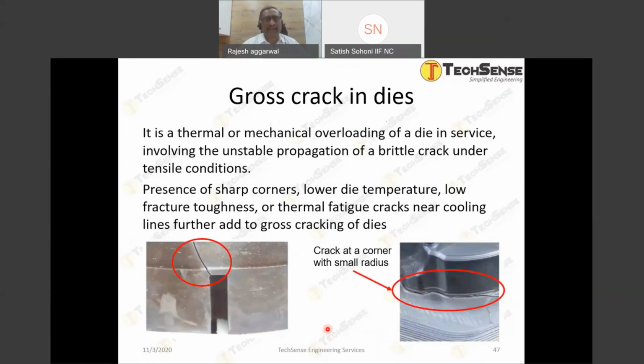Gross cracking in dies is a thermal or mechanical overloading of a die which is in production, involving the unstable propagation of a brittle crack under tensile conditions. Presence of sharp corners, lower die temperature, low fracture toughness, or thermal fatigue cracks near cooling lines further add to gross cracking of dies.